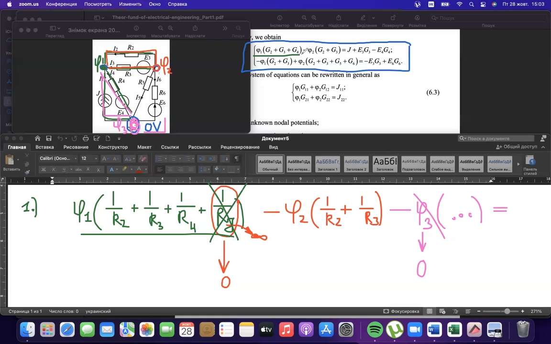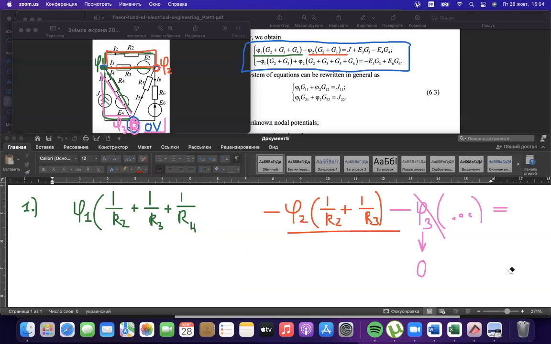We obtain this point. Then the second potential is connected with the first, and the branches between them. In the first equation, everything will be connected with the first potential. Here it is. The third can be neglected because it equals 0. And at the last, we should write the sources in our equation.